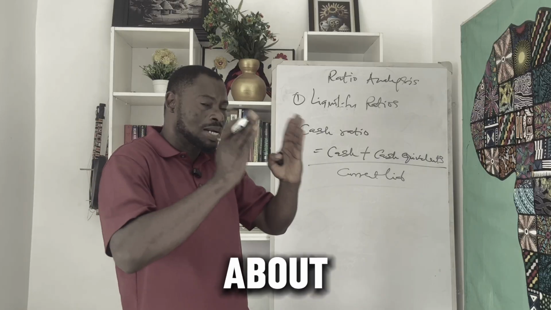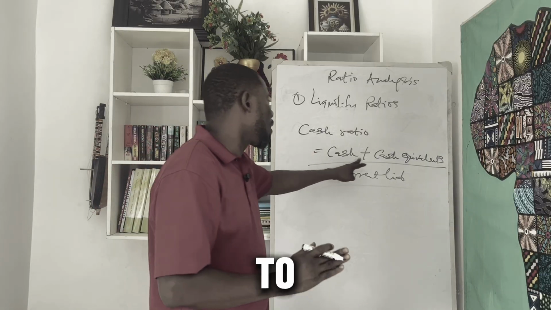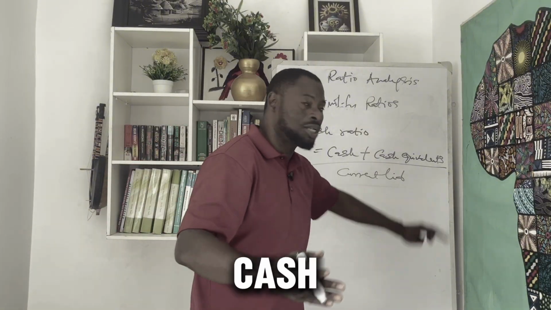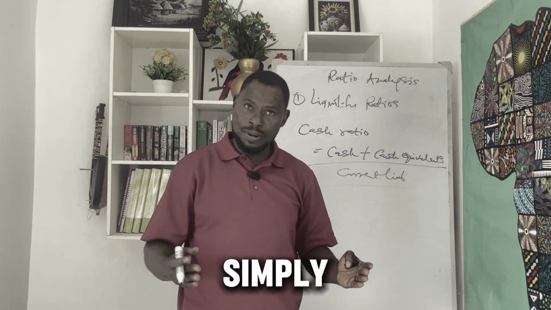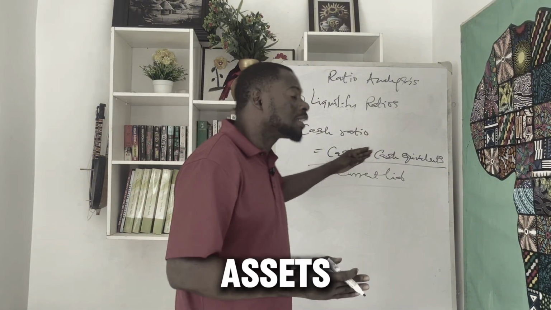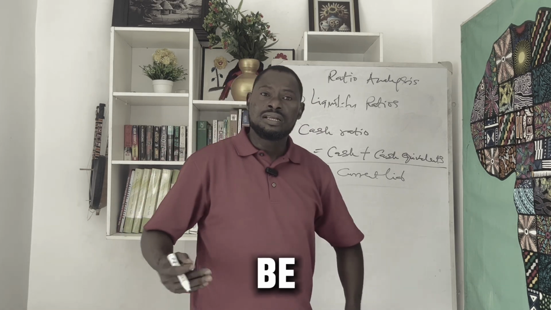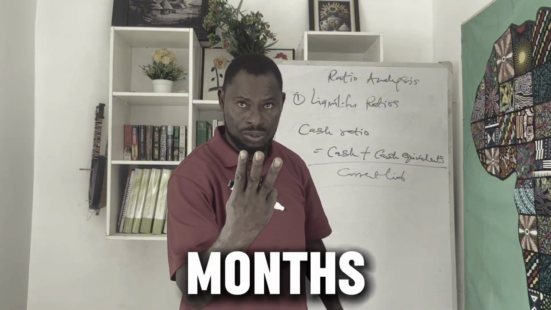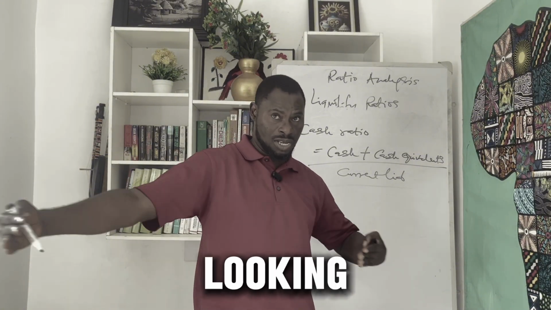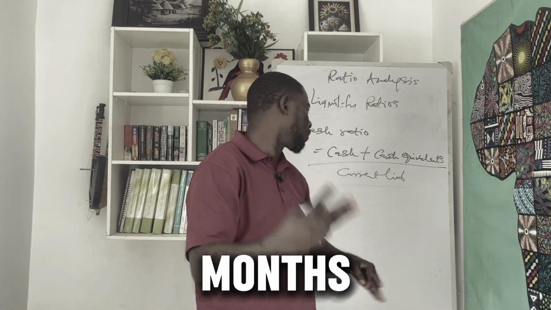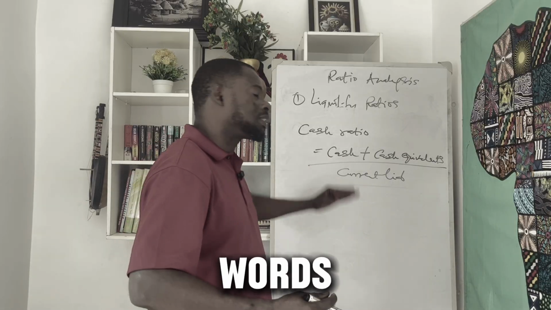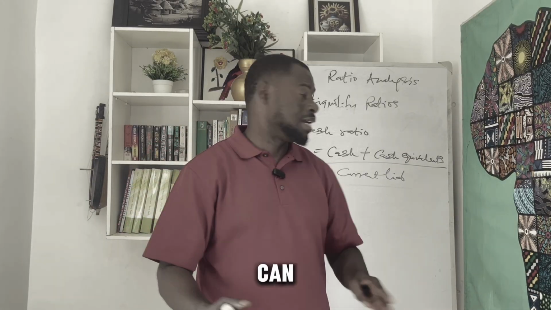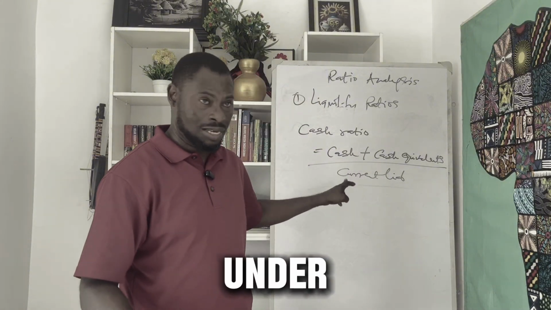Here we are concerned about cash, but we're able to add something that we call cash equivalent. Now, if you ask me, what do we mean by cash equivalent? Cash equivalents are simply those assets that can be quickly converted into cash under 3 months. Under 3 months. You are not looking at 1 year for cash equivalent. You are looking at 3 months. In other words, they are as close to cash as possible. Something like treasury bills, you can easily convert it to cash under 3 months.